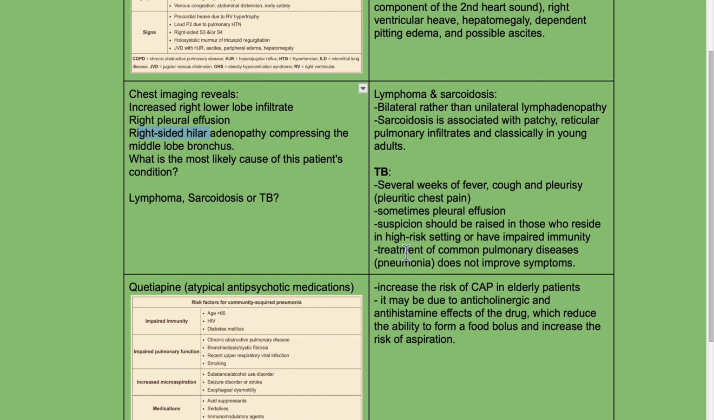Okay. Treatment of common pulmonary diseases like pneumonia does not improve symptoms. So if you have tried giving antibiotics because of pneumonia, it didn't improve the symptoms even after a week or two, then usually you should be suspecting TB. Okay.